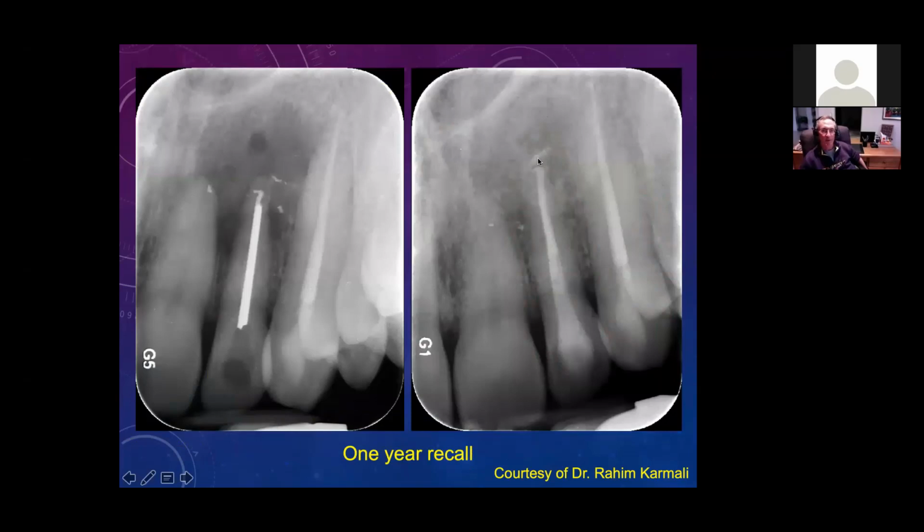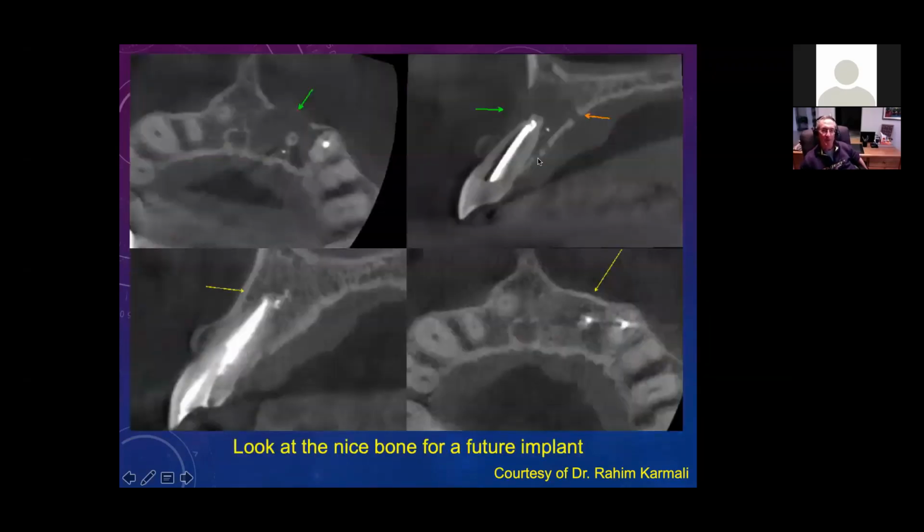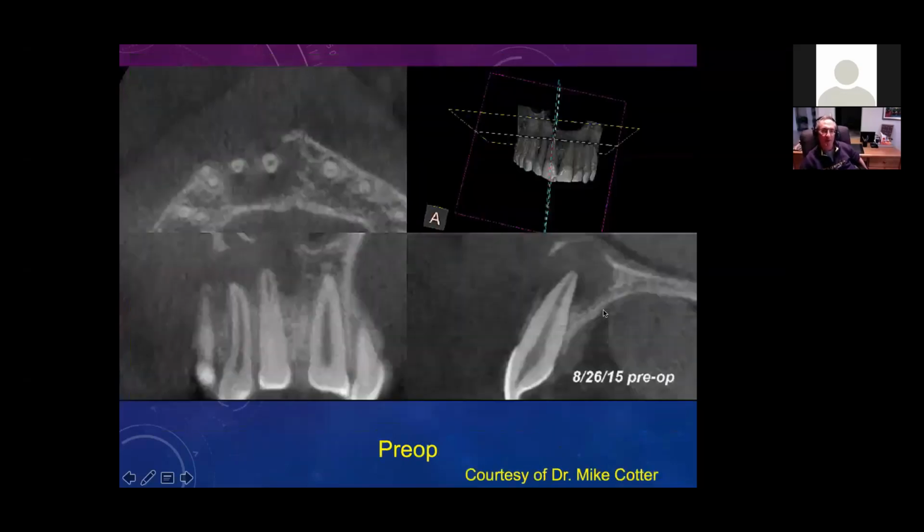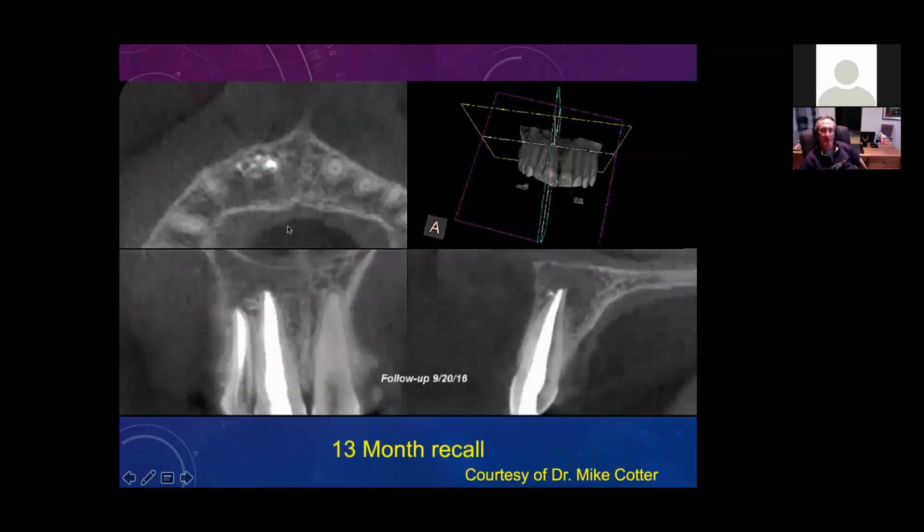Retreatment here, complete healing. And on the scan, you can see large amount of bone loss. And on the recall scan at a year, we've got pretty much complete healing. So it doesn't always work this way, but many times it does. Do the endo, see how it goes before considering doing surgery. Another example of the same thing, pretty much complete healing at 13 months.